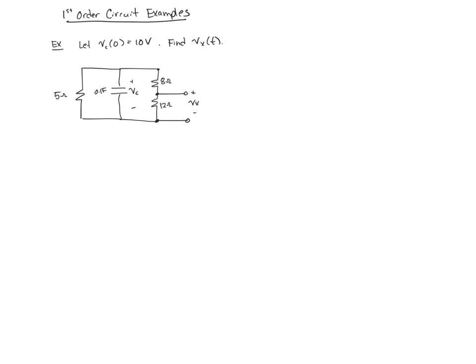Okay, so now we're going to work a few examples of RC and RL circuits, specifically first order circuits, for the voltages and currents present in the circuit. And we're going to use, again, the general form that I mentioned in the last video.